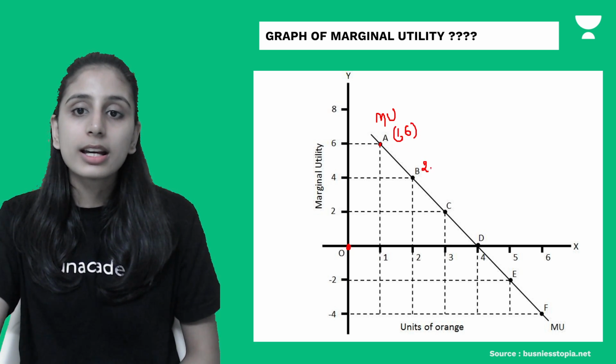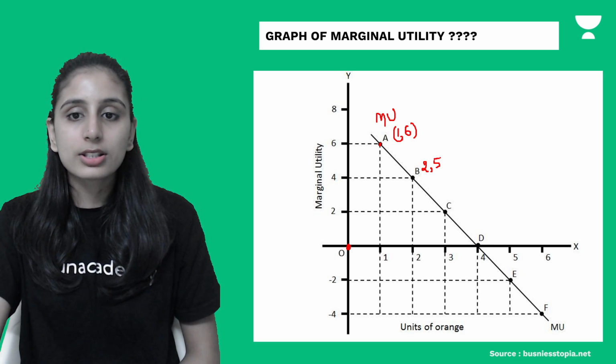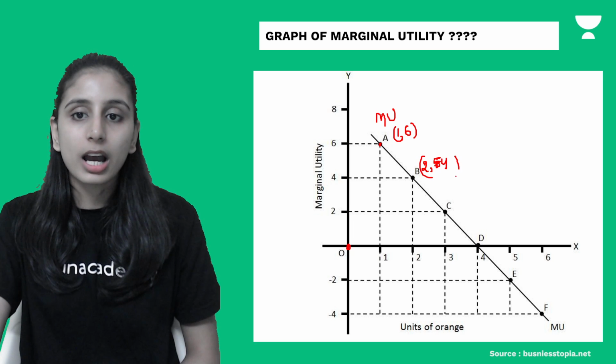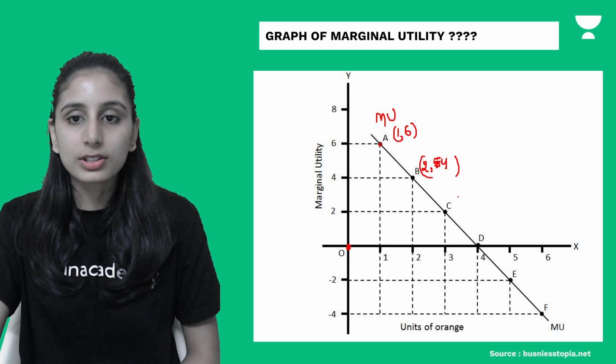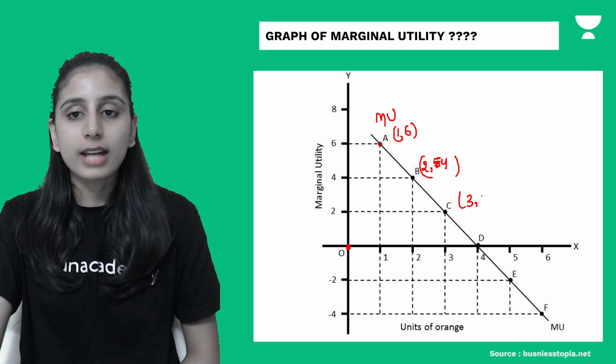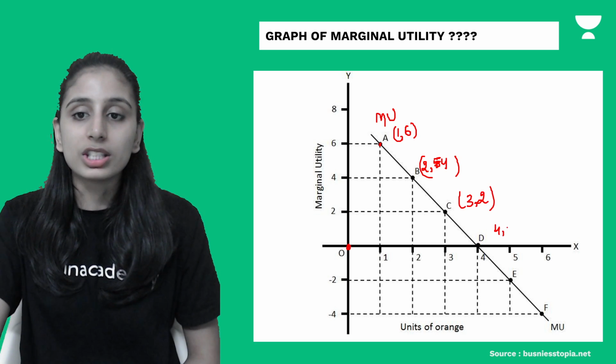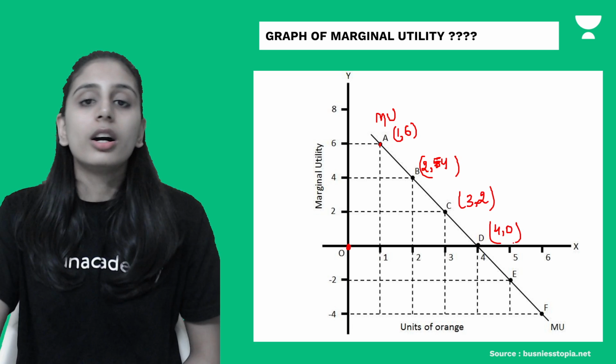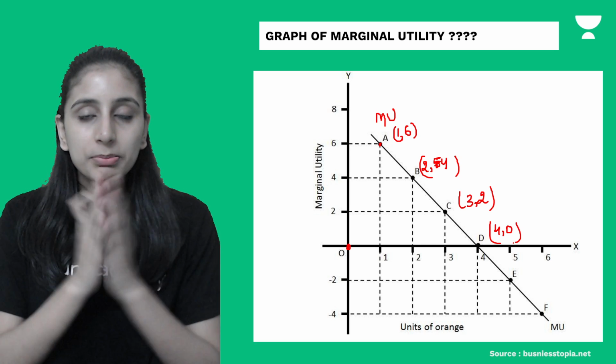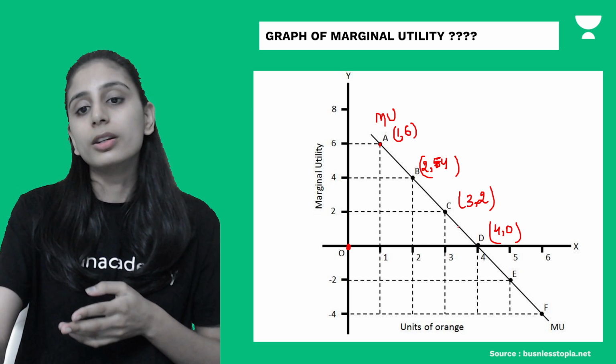After eating the second apple, I got an additional satisfaction of 4 units. After eating another apple, which is the third apple, I got a satisfaction of 2 units. After eating the fourth apple, I got 0 satisfaction. What does that mean now? It simply means that I was full.